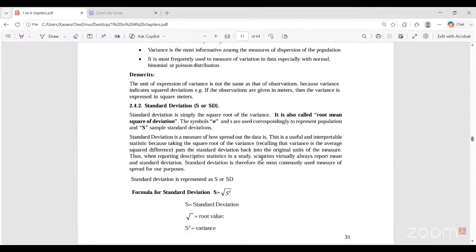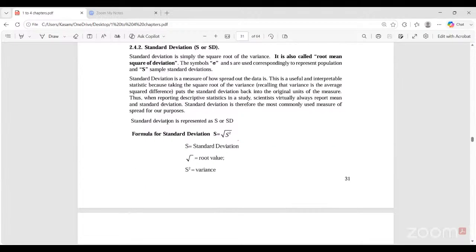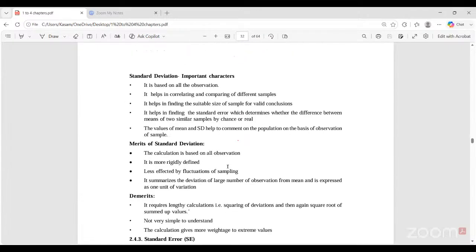Standard deviation అంటే SD అనాలి, S అనకూడదు. Standard deviation means SD. Standard deviation is simply the square root of the variance, the root mean of square deviation we are taking here. It is a useful and interpretable statistic because, as the square root of the variance, it takes the data back into the original units of measure. In descriptive statistics in a study, scientists virtually always report standard deviation. Therefore, the standard deviation S is equal to the square root of S square. S is the standard deviation, and S square is the variance.